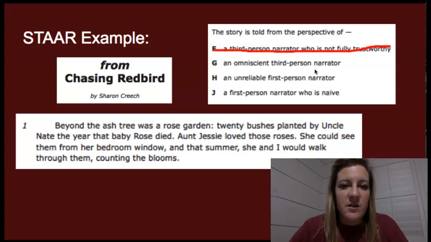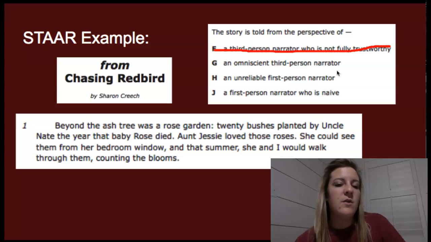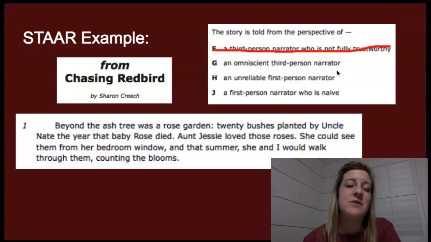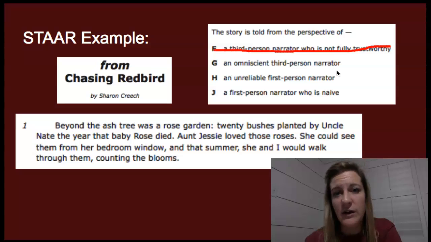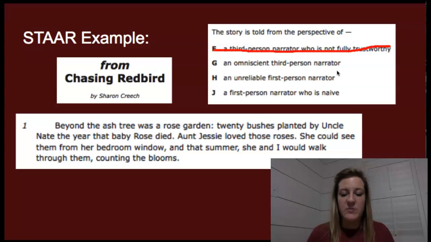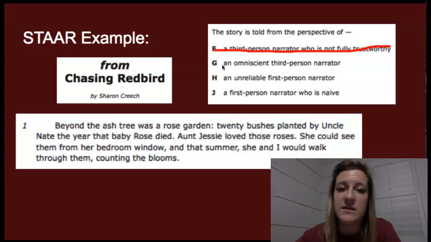G, an omniscient third person narrator. So sometimes the word omniscient is a really big word. It's not one we use every day, and so if you don't know what it means, look it up. Grab a dictionary and look up the word omniscient. But basically, if you remember the third person omniscient point of view, that's the point of view where the narrator is all-knowing. There's only one narrator, but they are the puppeteer. Remember, they're the one that knows everything, the ins and outs of all the characters and things.